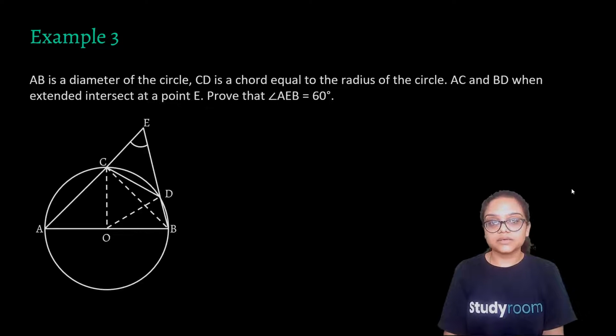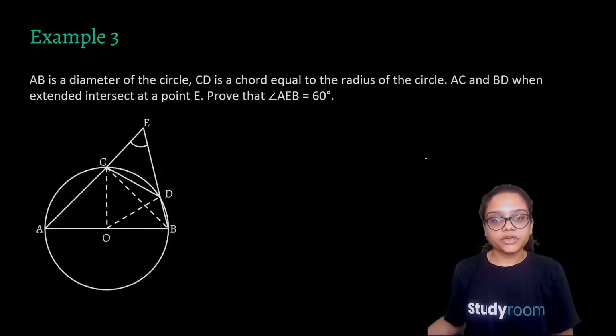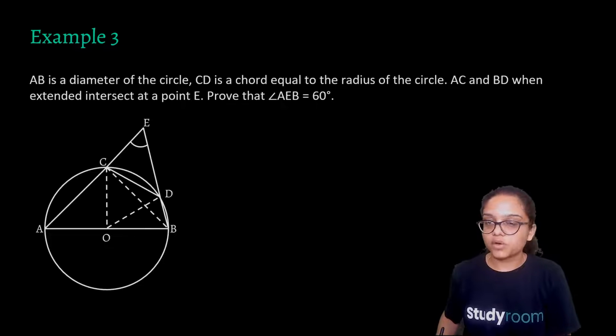AB is the diameter of a circle and CD is a chord equal to the radius of the circle. Just keep in mind, it's equal to the radius. It's already given. AC and BD, when extended, intersect at point E. So we need to prove that angle AEB is 60 degrees. I'm telling you, this question is really, really easy. So just pause and try it by yourself first, and you would be able to prove that. Do it. Okay. I hope you have attempted it by yourself first. If you have concluded how to find it out, very good. If not, don't worry, I'll just solve it for you.